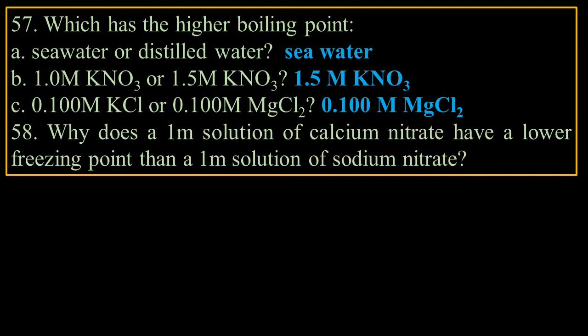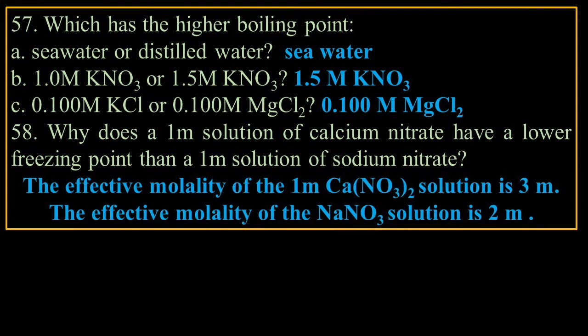58. Why does a 1 molal solution of calcium nitrate have a lower freezing point than a 1 molar solution of sodium nitrate? Because calcium nitrate puts 3 particles in and sodium nitrate puts 2 particles in. So the effective concentration is 3 molar and 2 molar relative to calcium nitrate and sodium nitrate.